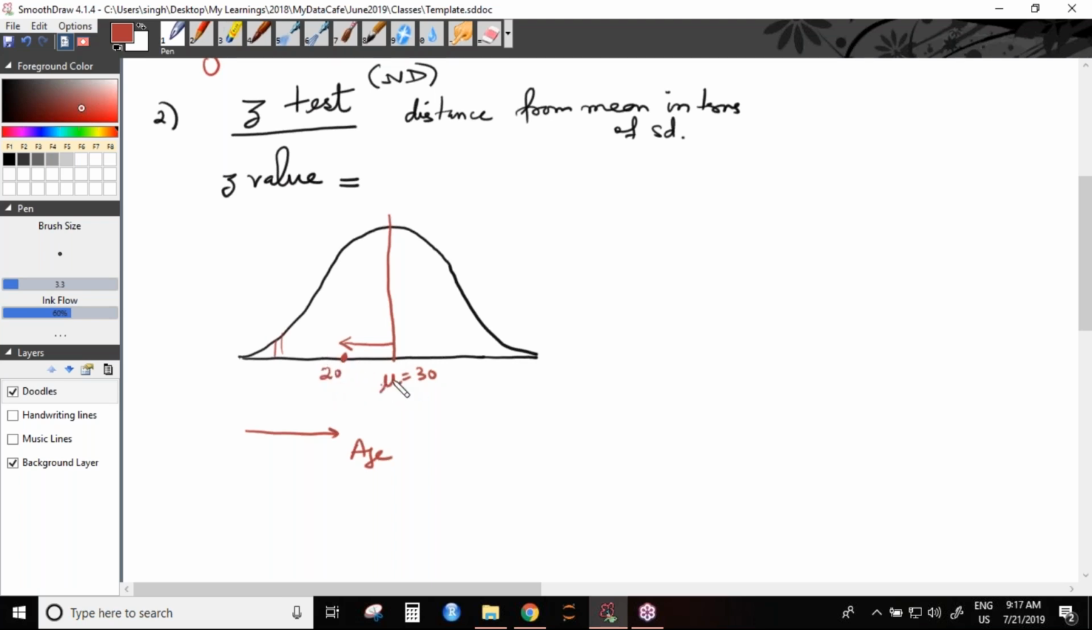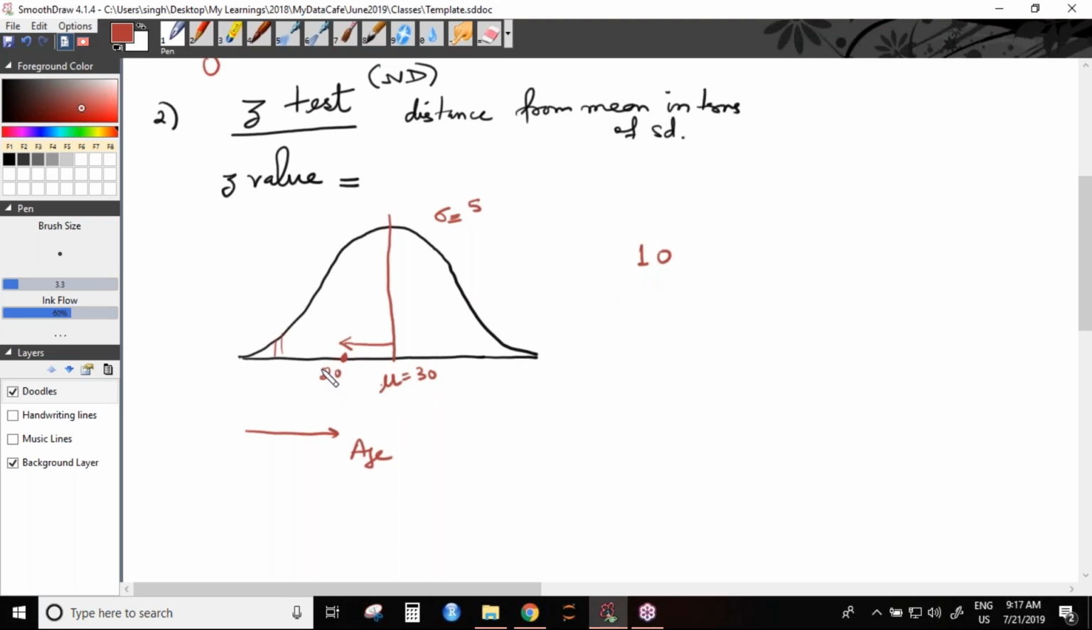So 20, I want to know what is its z value now. So I know the distance. Okay, I will also need to know the standard deviation. Let's say standard deviation for this distribution is 5. Okay, so what I have to do now, I have to calculate first the distance. So the distance is 10, I can clearly see. How did I calculate the distance? I just did this distance basically. So either you do mu minus the x value or x minus the mu value, whatever. So I know the distance is 10.